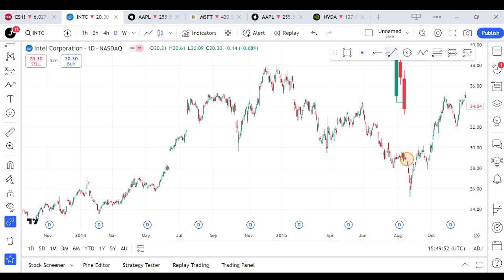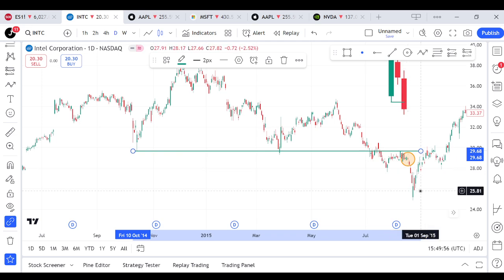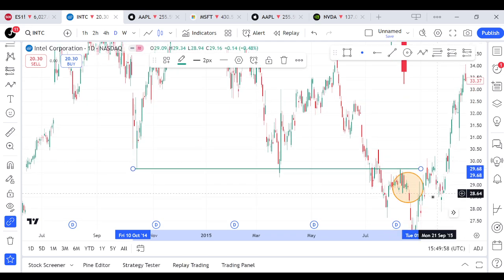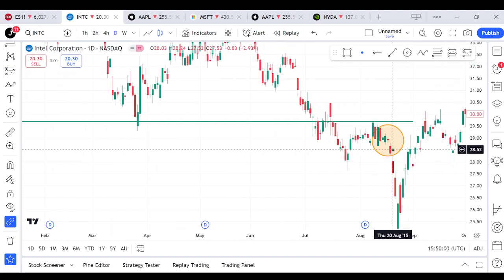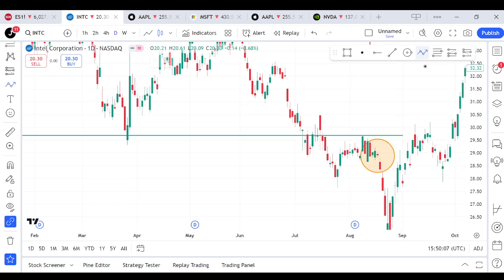So we'll just be looking for the break of this neckline and the retest. And you can see as we had that retest, you can see this bearish three inside candlestick pattern. We have a bullish candle right here. Then we have the bearish candle contained within the bullish candle's range. Then we have the third candle, which is the bearish candle, closing below the first candle's low.